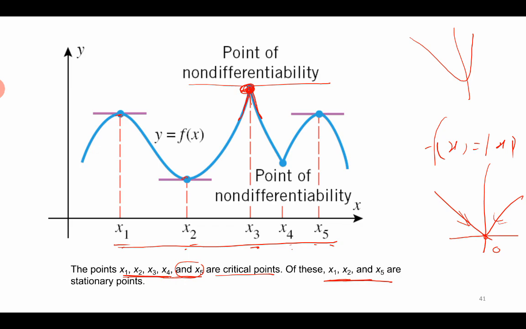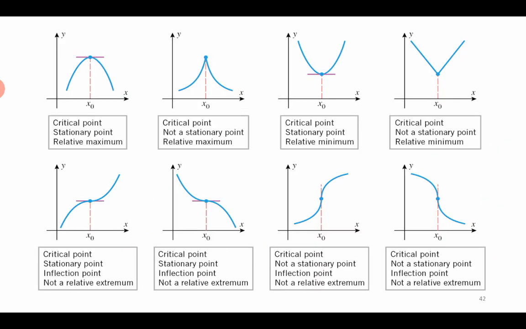At these points the derivative is 0, and at these 2 points the derivative does not exist. So all the 5 points are critical points, but these 3 points where the first derivative is 0, x1, x2, x5, are called stationary points. So this graph gives some idea about this.